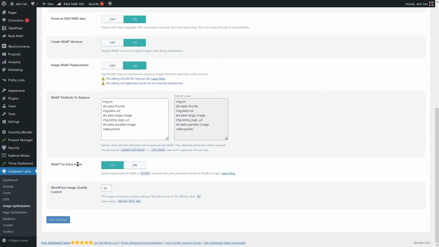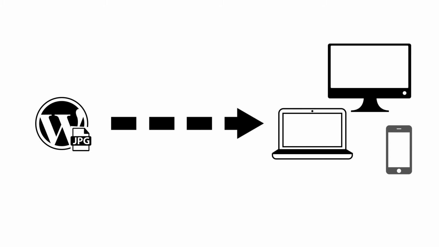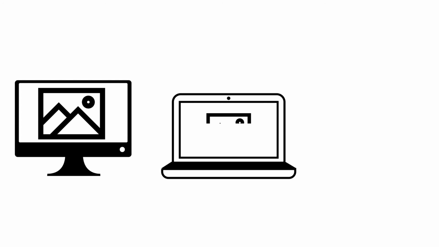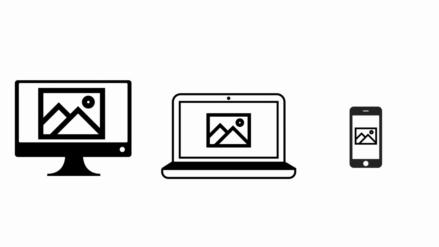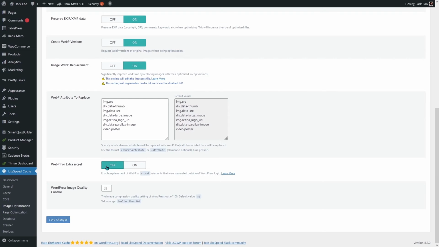Now, as for this WebP for extra source set, let me try to explain what this is. This deals a lot with the resizing of images in different devices. By default, WordPress will use one image that you upload and it will be displayed across different devices. So sometimes it may look out of proportion. This source set element allows WordPress users to have multiple images to be used in the same placeholder. On desktop, it may use image 1, on laptop, it may use image 2, and on mobile, it may use image 3. So by default, if you keep this off, some of your images using the source set element may not be converted to WebP. So you want to turn this on.